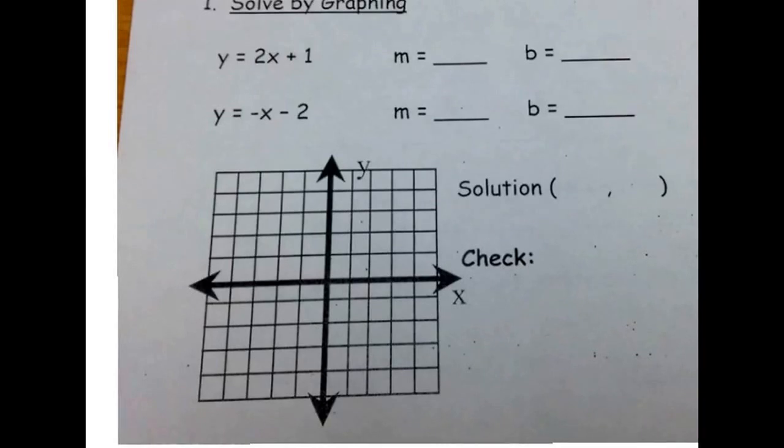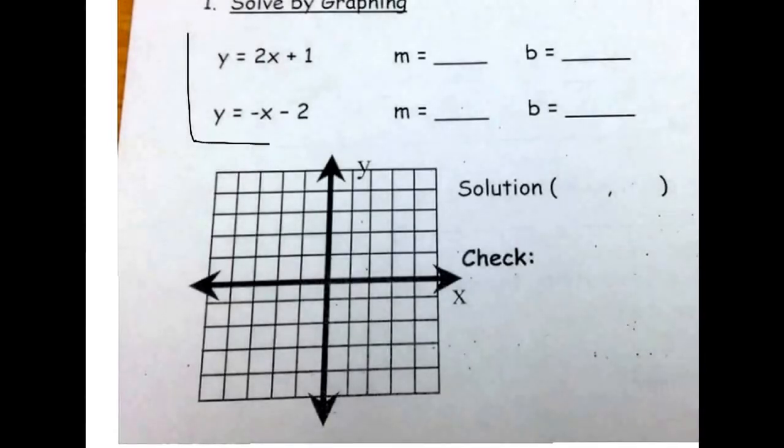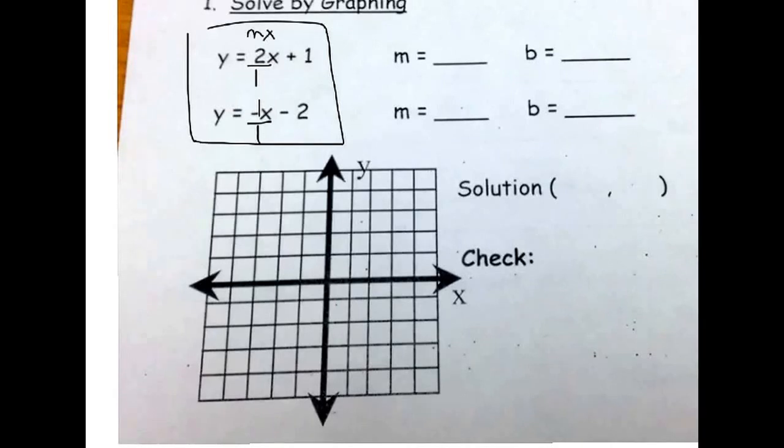Okay. In our first set of problems here, this is our system. Y equals 2x plus 1 and y equals negative x minus 2. It's best to have these slopes as fractions. That way when we go to write them over here, we have mx plus b. Our first m is 2 over 1, and our second m is negative 1 over 1. This is up 2 to the right 1. This is down 1 to the right 1.